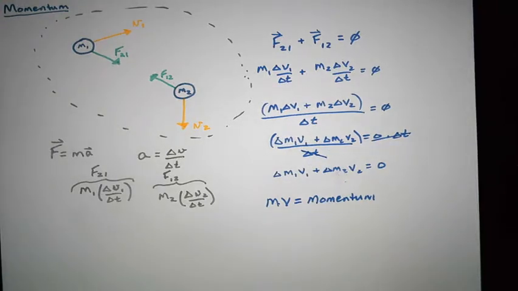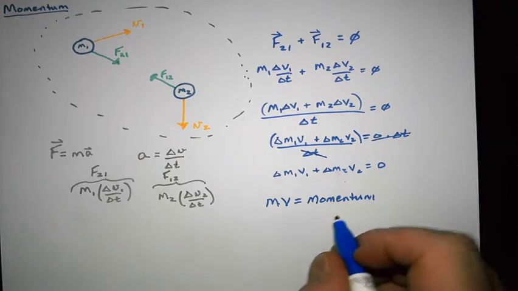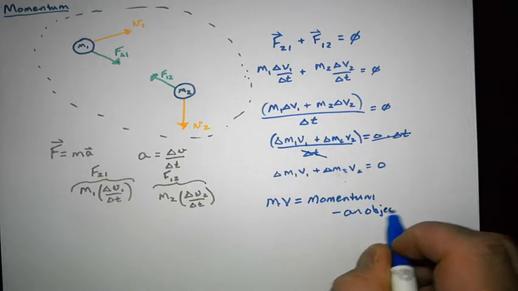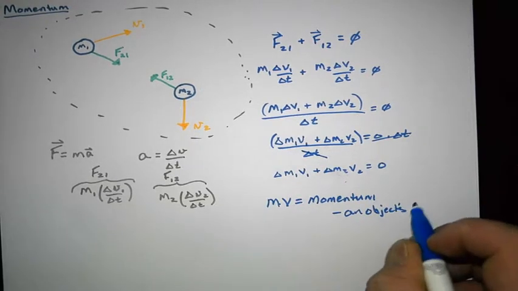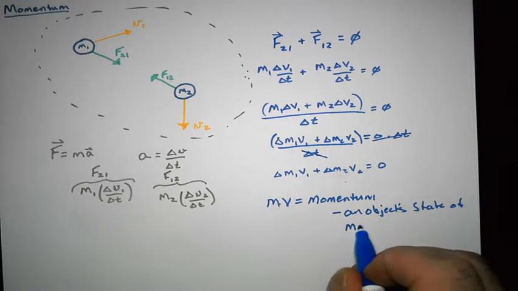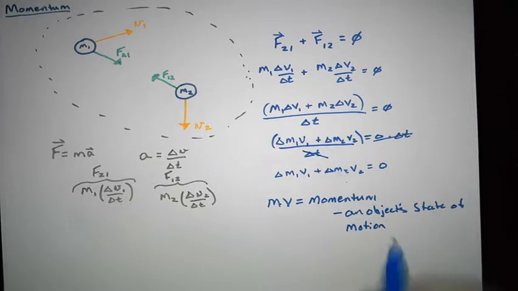explain. I like to think of it as an object's state of motion, but it sort of understates it because this also takes into account the mass of an object. So if you have two objects that are traveling at the same velocity, but one of them is more massive than the other, the more massive object will have more momentum.